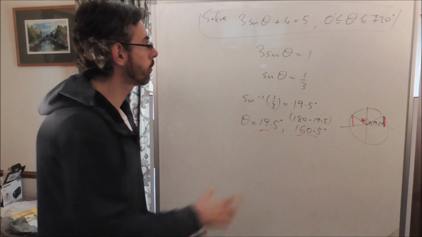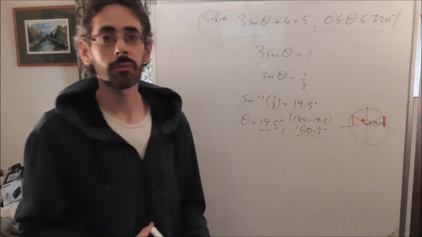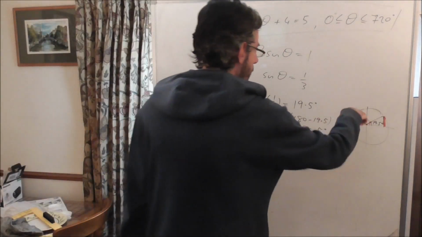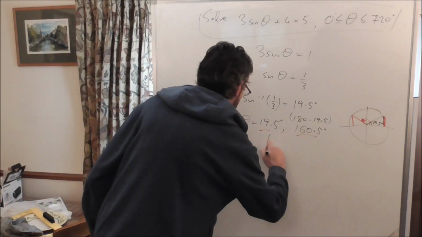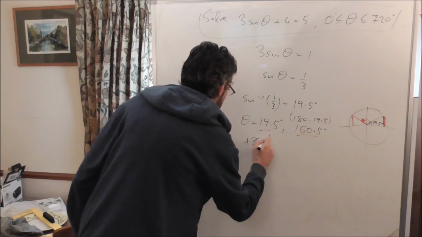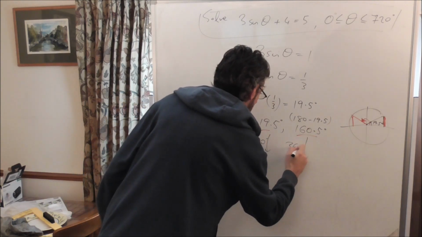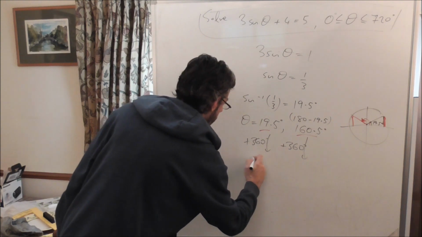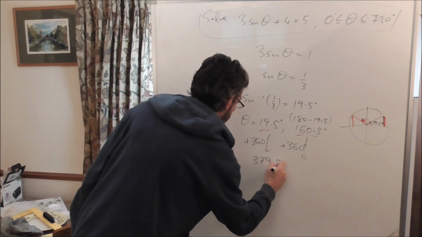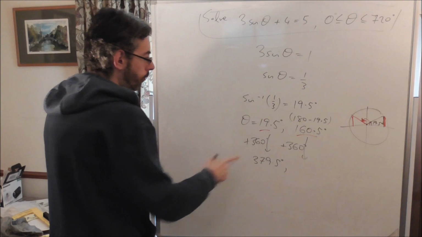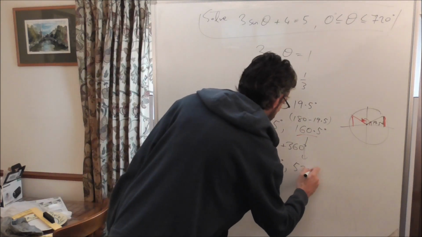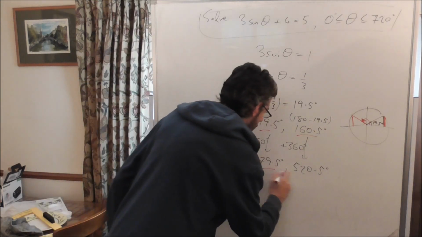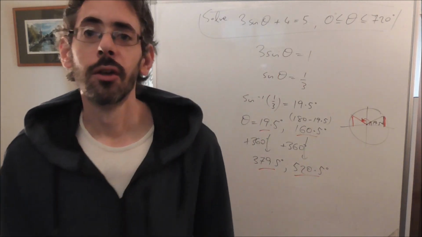Are there any more solutions to this problem? Well, yes, there are, because we can go all the way up to 720. So we can go round again. So to both of these angles, we can add 360 degrees. So we can add 360 to both of them. So the next two solutions are 19.5 plus 360, which is 379.5, and 160.5 plus 360, which is 520.5. So 4 solutions altogether. So that's it.